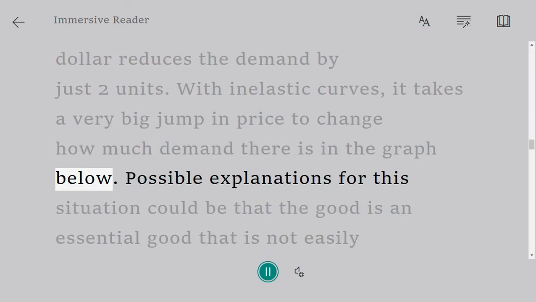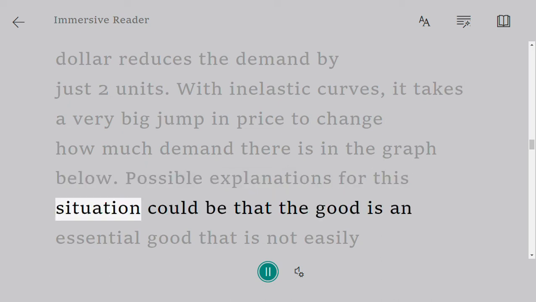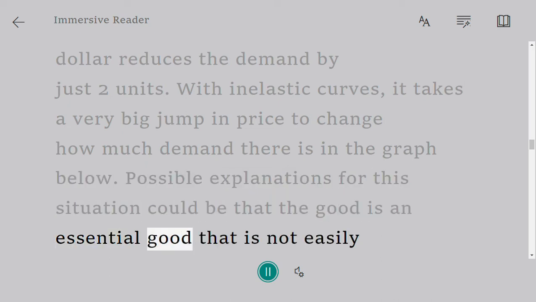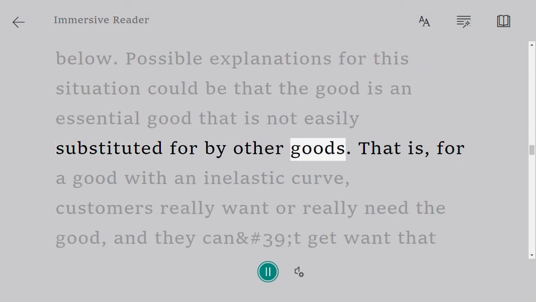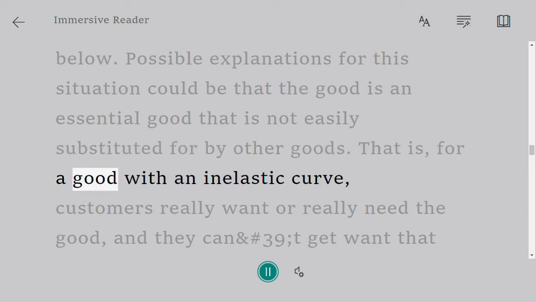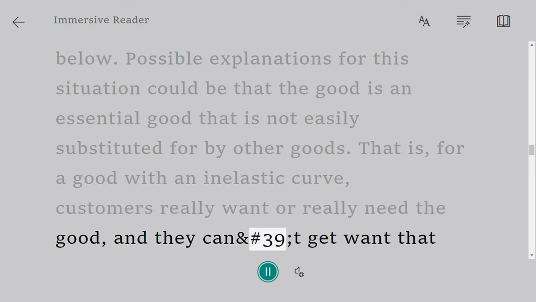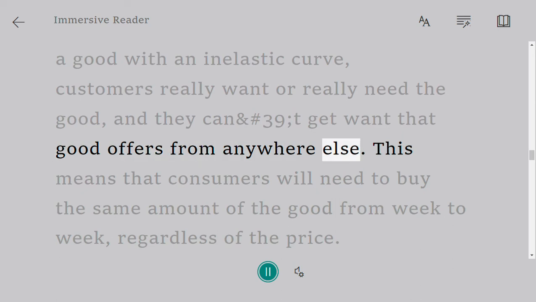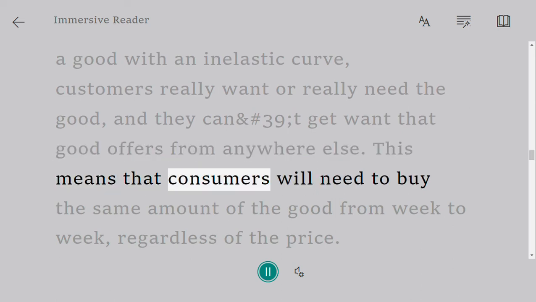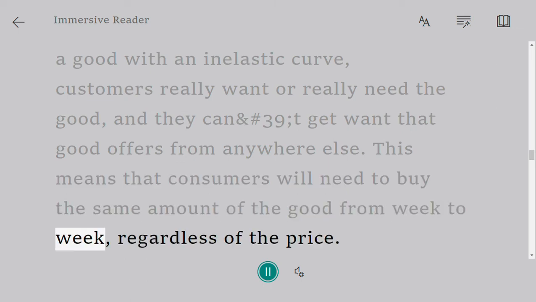Possible explanations for this situation could be that the good is an essential good that is not easily substituted for by other goods. That is, for a good with an inelastic curve, customers really want or really need the good, and they can't get that good from anywhere else. This means that consumers will need to buy the same amount of the good from week to week, regardless of the price.